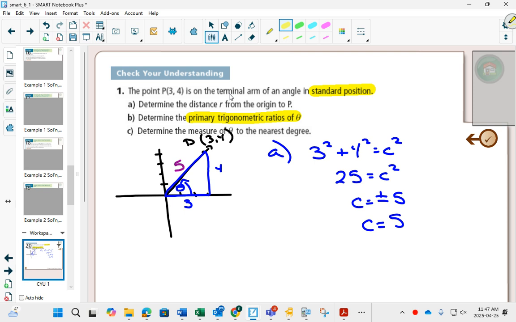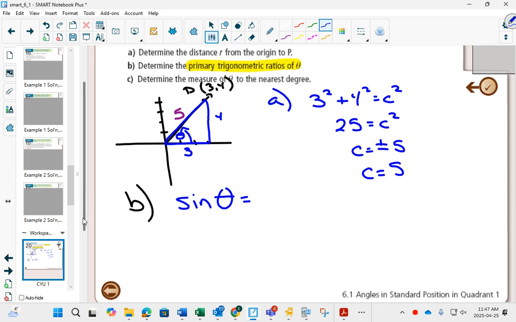So when it's asking for the ratios, it's asking for the SOHCAHTOA. Can you write sine equals, and then write the ratio? A ratio is a fraction. Can you write the fractions for each one? So in B, they want me to write what sine of theta is. They want me to write the ratio.